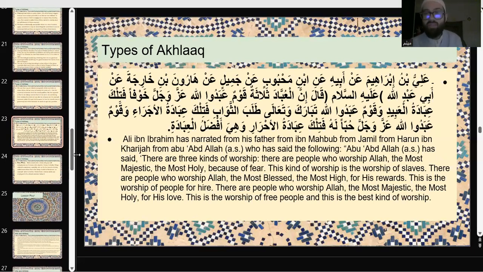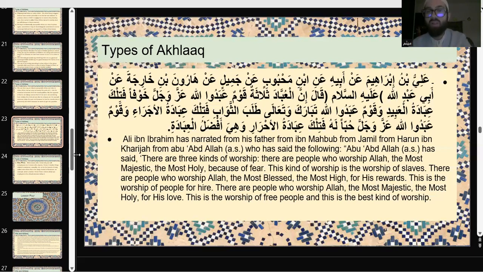Now we have this hadith by Ali ibn Ibrahim, who has narrated from his father, from Ibn Mahbub, from Jamil, from Harun ibn Kharija, from Abu Abdullah alayhi salam, who said the following: there are three kinds of worship. There are people who worship Allah, the most majestic, the most holy, because of fear. This kind of worship is the worship of slaves.